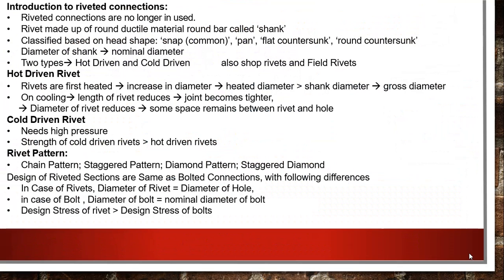First of all, I would like to brief about the riveted connection, which is similar to the bolted connection. The riveted connections are no longer in use nowadays. The rivet is made up of round ductile material called the shank. They are classified based on the head shape, that is snap, pan, flat countersunk and round countersunk. The diameter of the shank is called the nominal diameter.